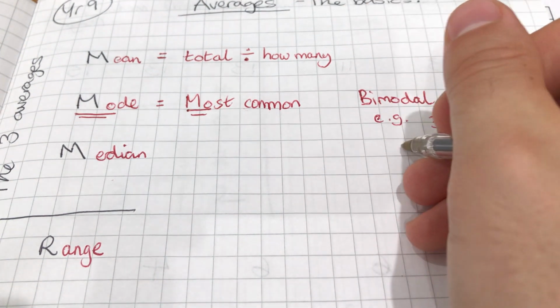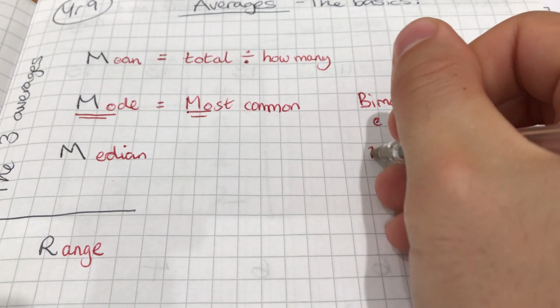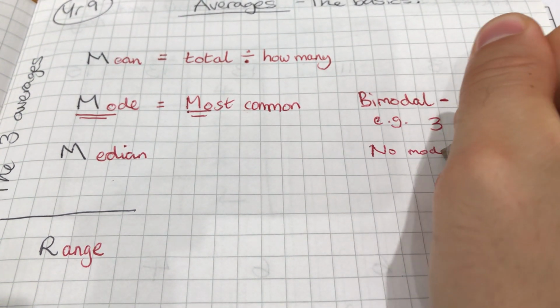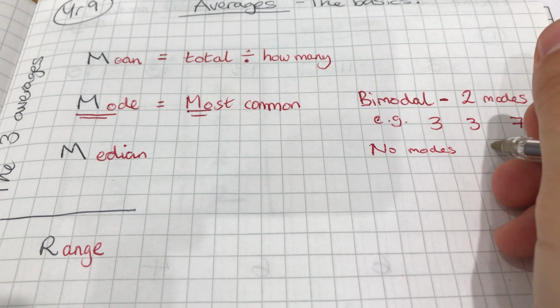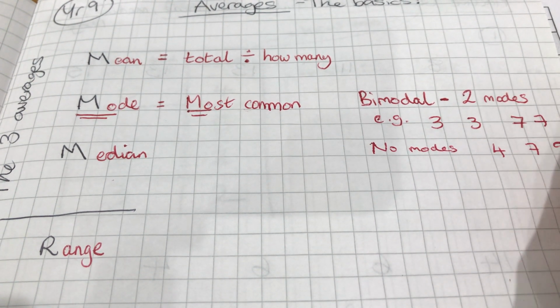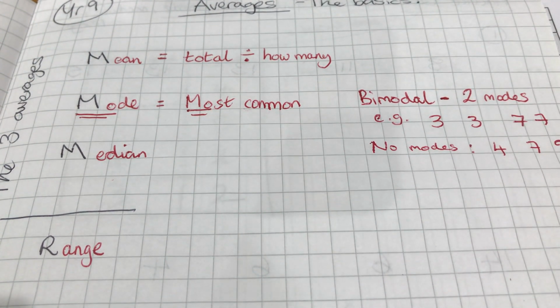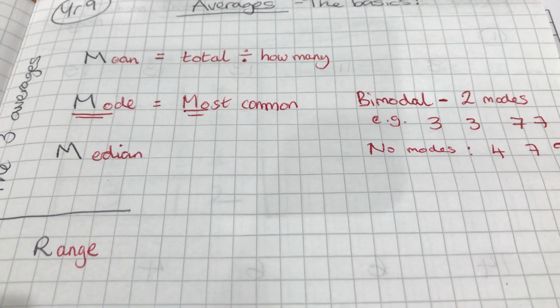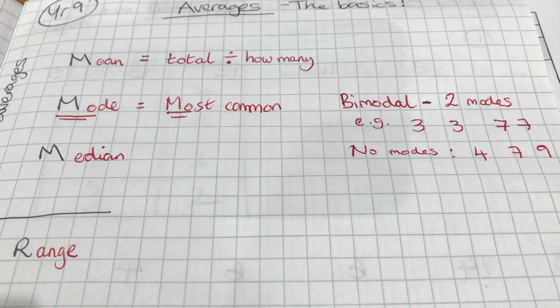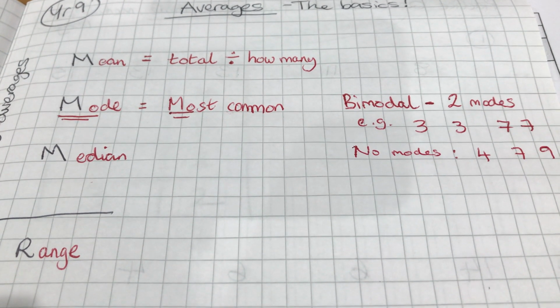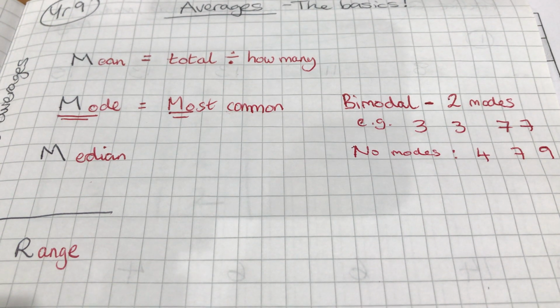But also you can get no modes, if you've got something like 4, 7, 9. Alright, if it's 4, 7, 9, there's no modes there. Alright, but if you had 4, 4, 4, 4, there's only one number, but that is still the mode. Okay, so if there's only one of every number, you don't get a mode at all.